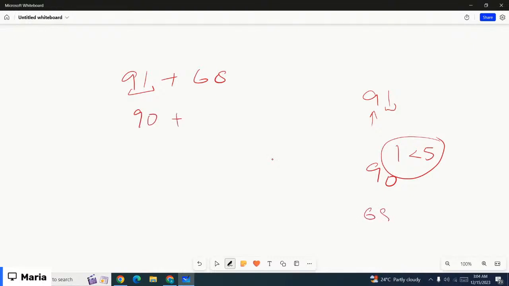Now let's round 68 to the nearest 10, right? 6 is at the tens position, and on the right hand side of the tens you have 8. 8 is greater than 5. That means you need to round up: add 1 to the tens digit and replace the other digit with 0. So it would be rounded off to 70. Now we're done with rounding. Let's add, right? 90 plus 70 is 160. That is the estimated answer, not the exact one. So the correct option is 160. That's how we can round off the numbers and then add them, right?